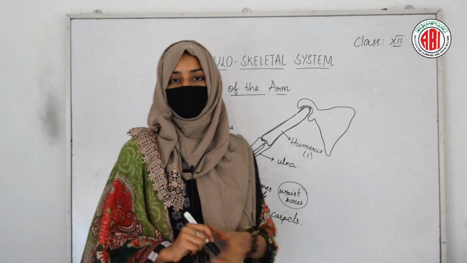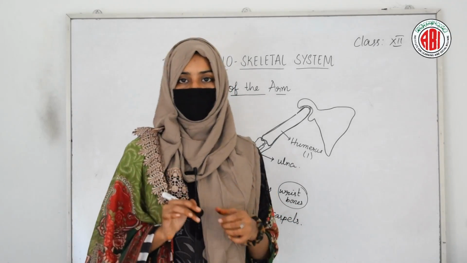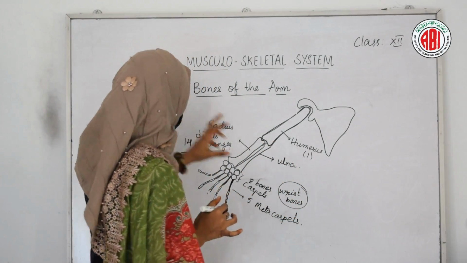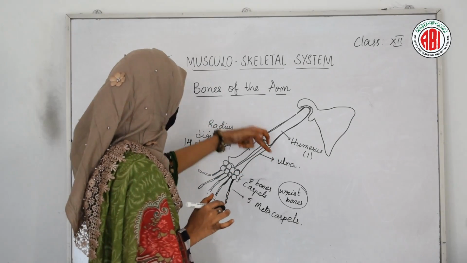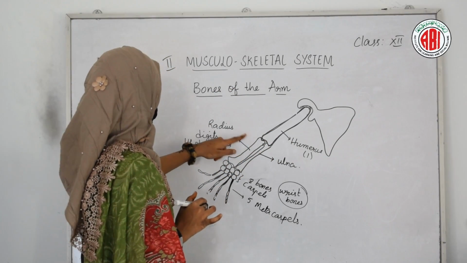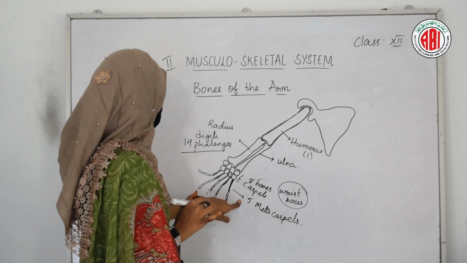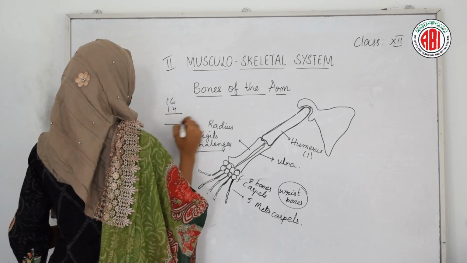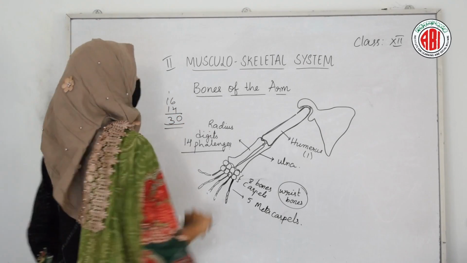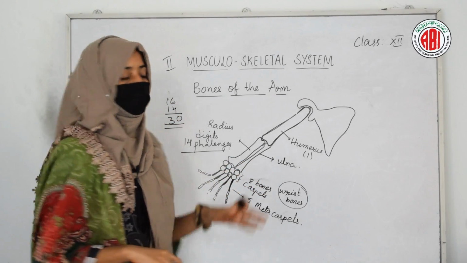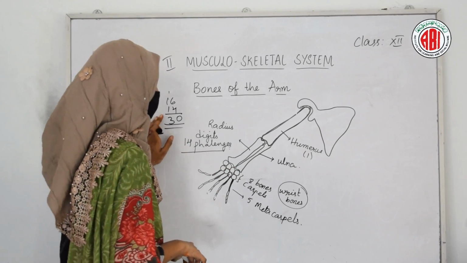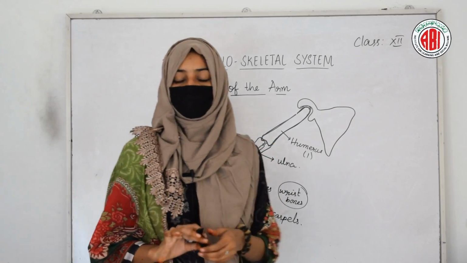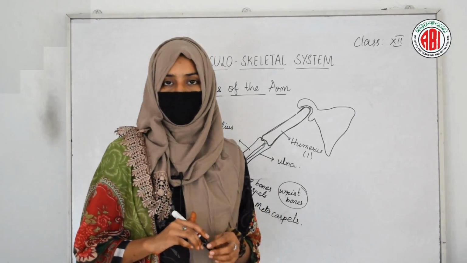So this hand can also be termed our upper limb. In the upper limb, total 1, 2, 3, 3 plus 8, 11, 11 plus 5, 16, then 16 plus 14, how many? It will be 30. So in our arm, 30 bones are present. In total, 30 bones can be seen in one arm.